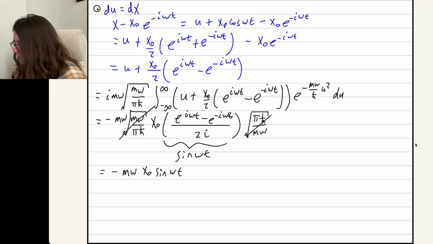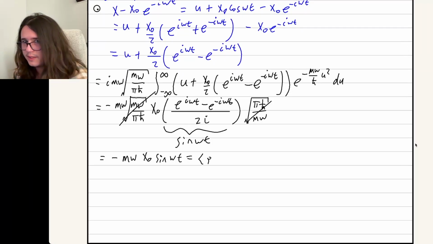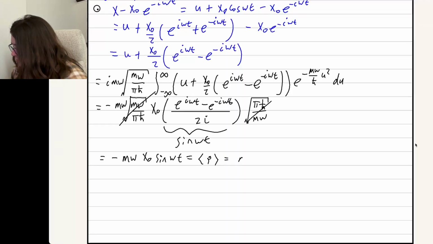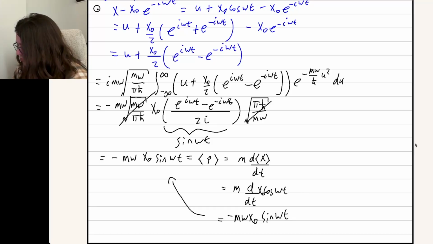We can check Ehrenfest's theorem handily now, because remember, that's the result we got for the expectation value of p, which should in theory be m times dx dt. So it's m times d dt of x naught cosine omega t. That's what we found for the expectation value of x. So it's m omega minus m omega x naught sine omega t. That is true.